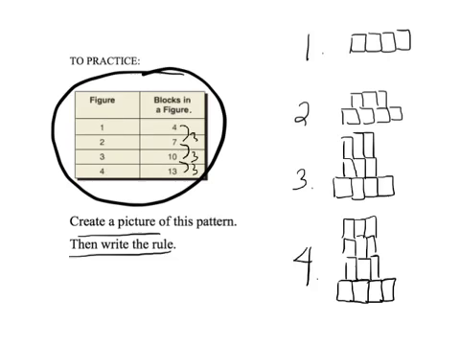And by doing this drawing of this pattern, we can easily see what the rule is going to be. Well, I added 3 new blocks each time, so that's going to be my rule. I'm adding 3, but it's important where I started. I started with 4. So my rule would be start at 4 and then add 3 each time.